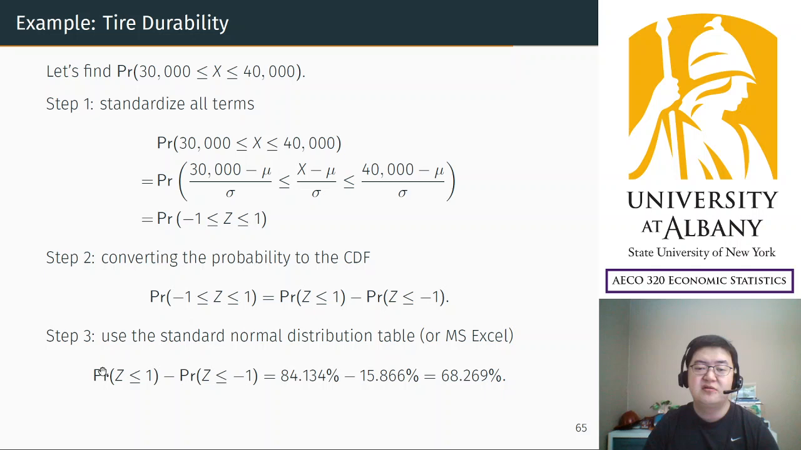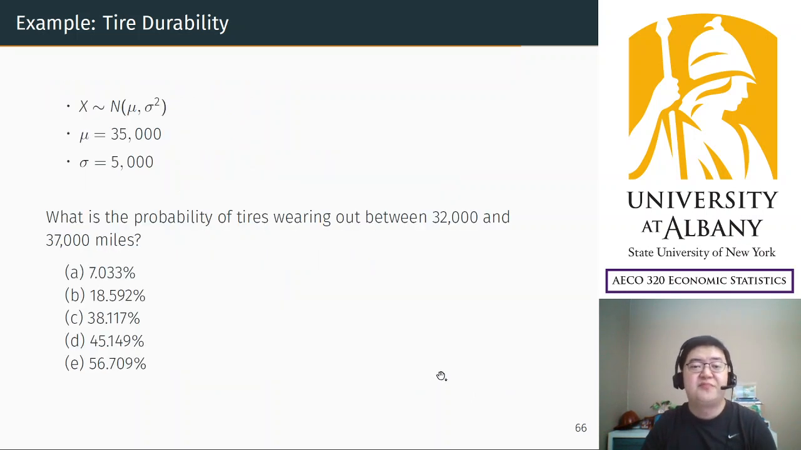And then these two probabilities can be found from the table or Excel, right? The first probability is 84 something, and the latter probability is 15 something. And do the math. If you subtract them, you get 68.269%. So in between -1 and 1, there is about 68%, right? This is exactly what we wanted.